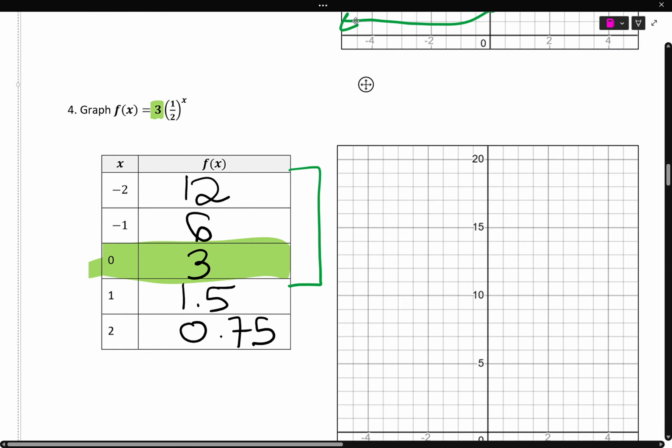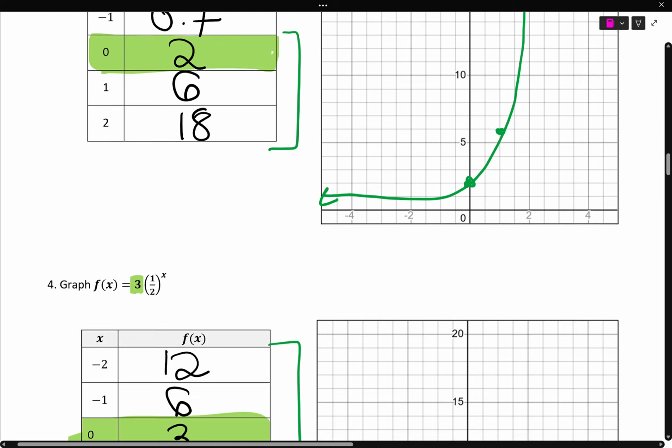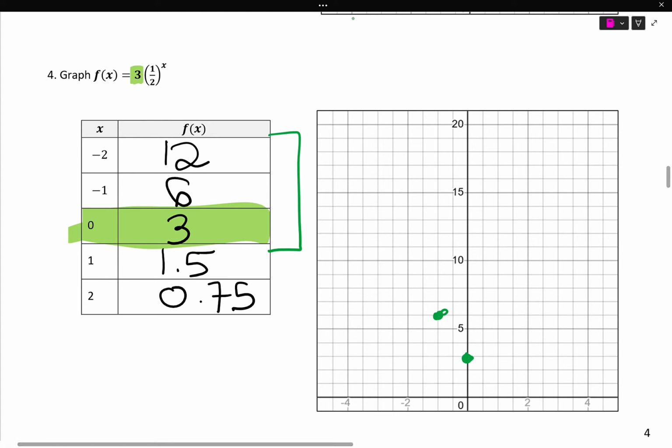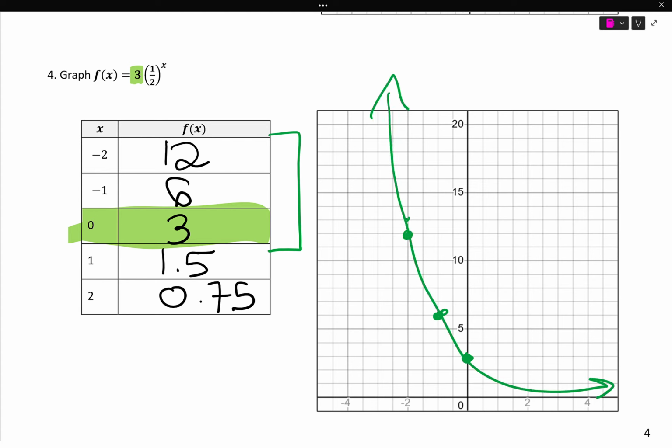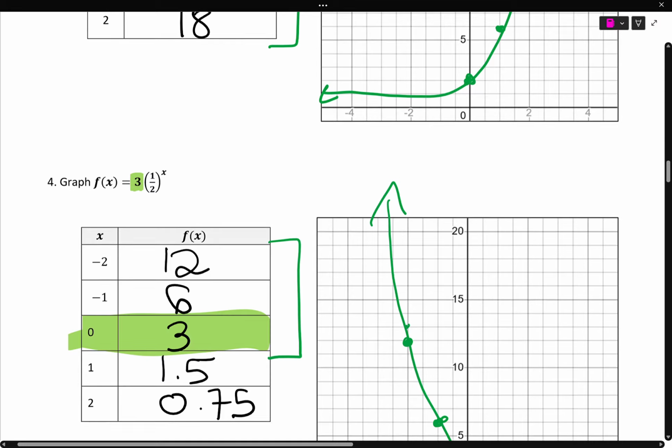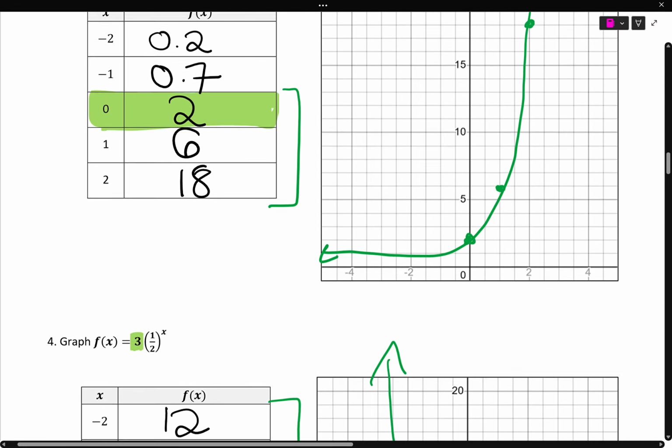All right, 0, 3, -1, 6, and -2, 12. Fantastic. Notice how all the numbers in front were always our y-intercepts.